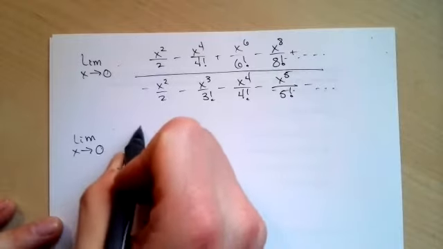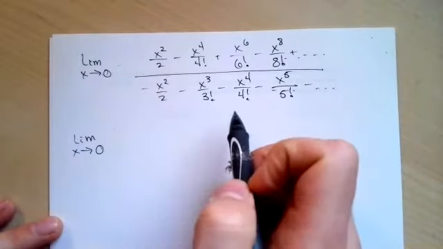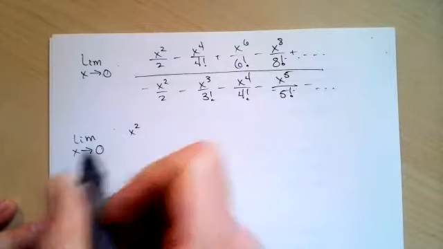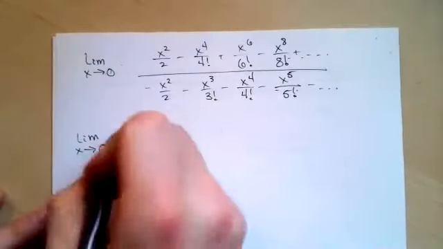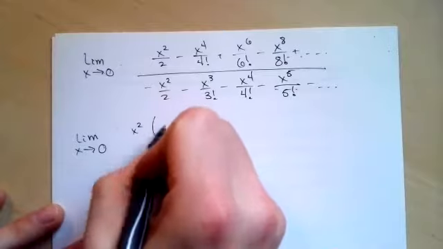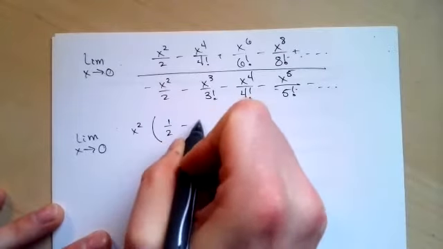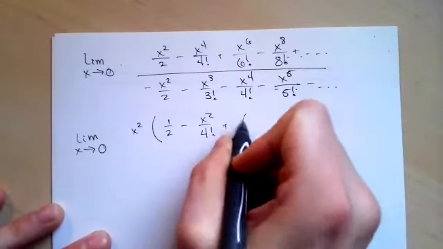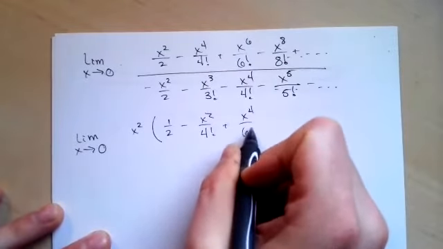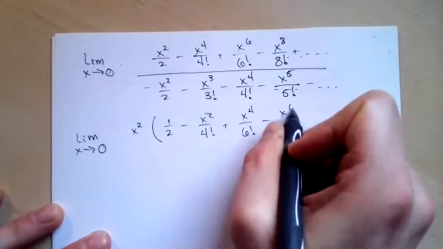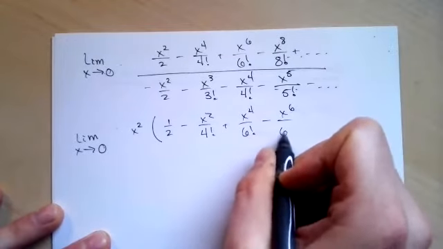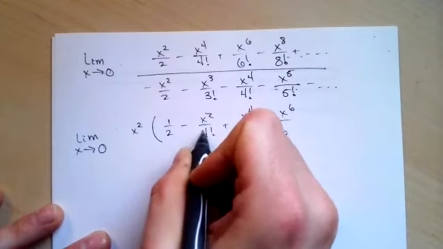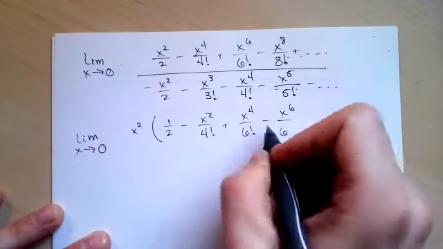But it'll be easy enough to simply pull out the lowest powers of x. So if I pull out an x squared from the numerator, we're going to have 1 over 2 minus x squared over 4 factorial plus x to the 4th over 6 factorial minus x to the 6 over 8 factorial.